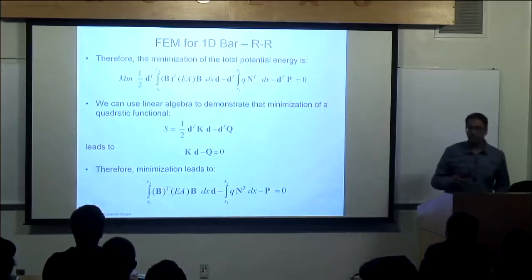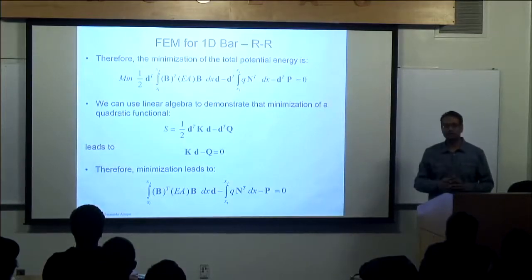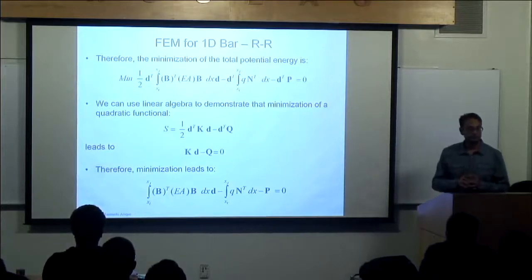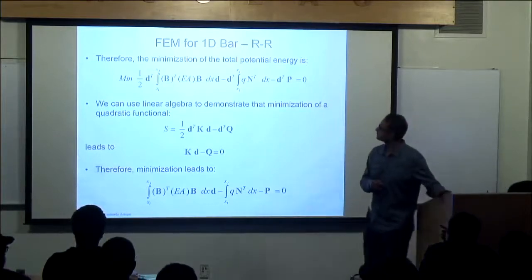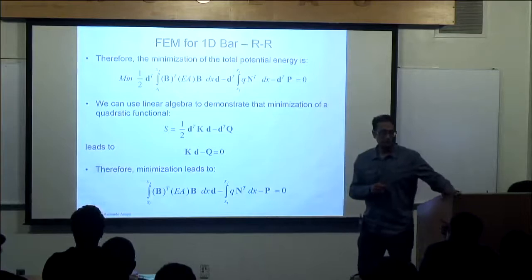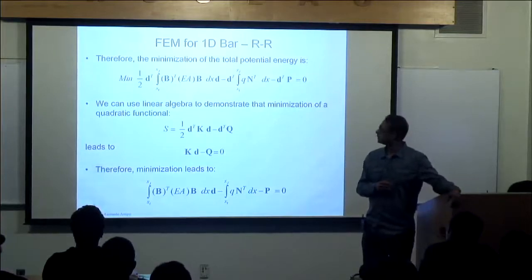Any questions so far? Any thoughts? Any conceptual gaps that we may have here? Just a quick math question. What does it mean for the D, for the second D, to be on the outside of the integral?